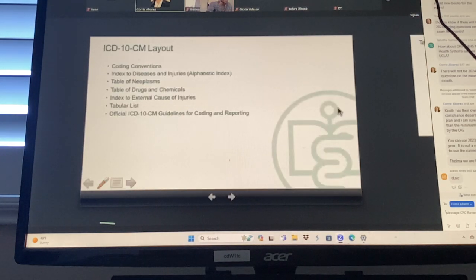Okay, so you recall the ICD-10 layout, and they expect you to be able to understand the book cover to cover. As I remember, the guidelines are in the front, and some of you have them in the back as well, and you're going to choose which one you're going to be using and stick to it.